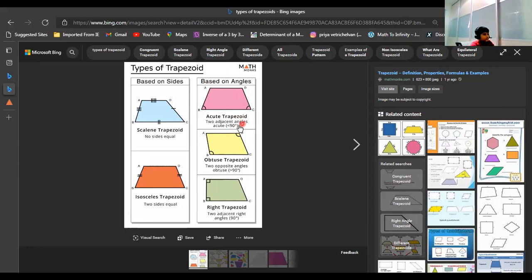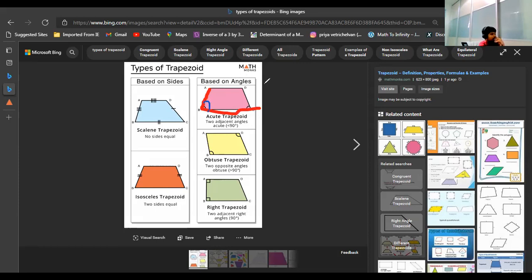And here they are saying two adjacent angles are acute. In the sense, these two angles, the angle B and angle C. Two angles lie in the same line, isn't it? The angle B and angle C fall in the same line. So these two angles can be called adjacent angles. There's an acute angle here. What do you mean by acute angle?